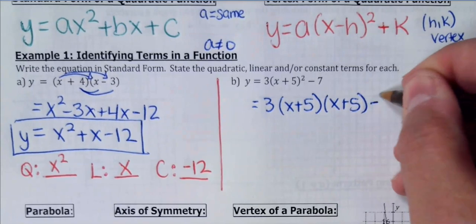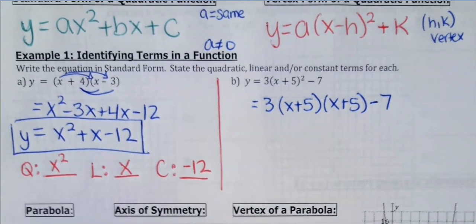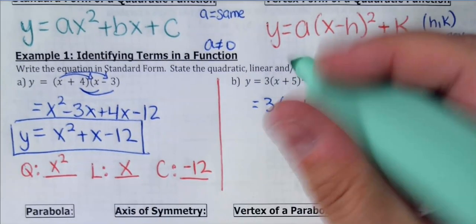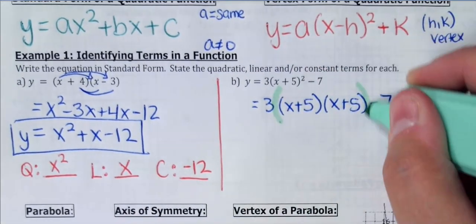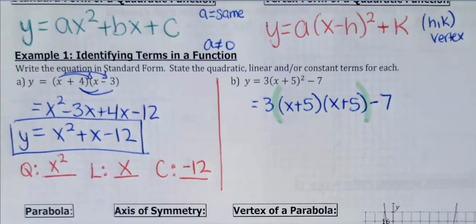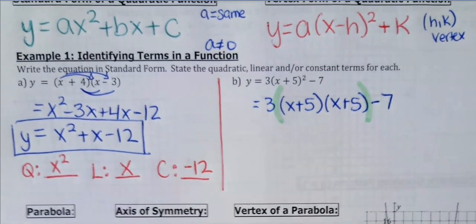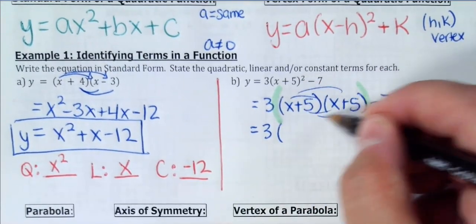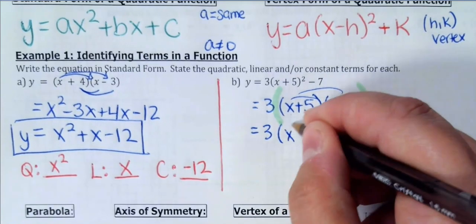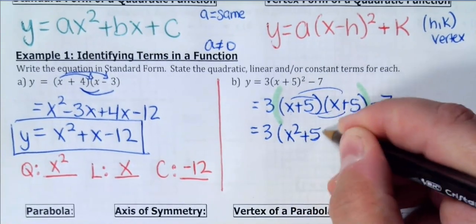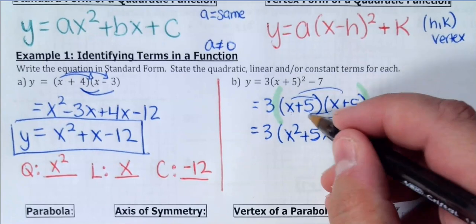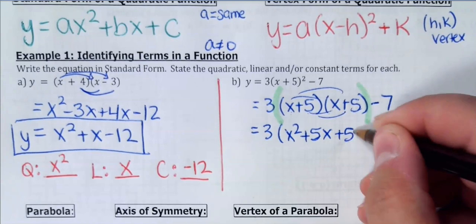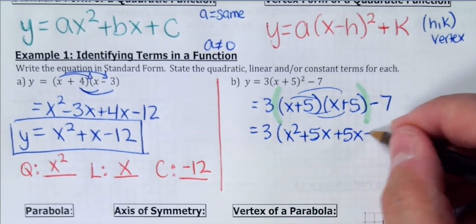Now here's what I would recommend. Don't distribute the 3 in there. Let's just focus on that exponent. Just FOIL that together. If you like to draw a box, draw yourself a box. Just leave the 3 on the outside for a second. So if I do a little FOIL here, x times x gives me x squared. x times 5 gives me a 5x. And I'm going to turn around and get that again, since I'm multiplying this by itself, so I get another 5x. And I get 5 times 5, that's 25.